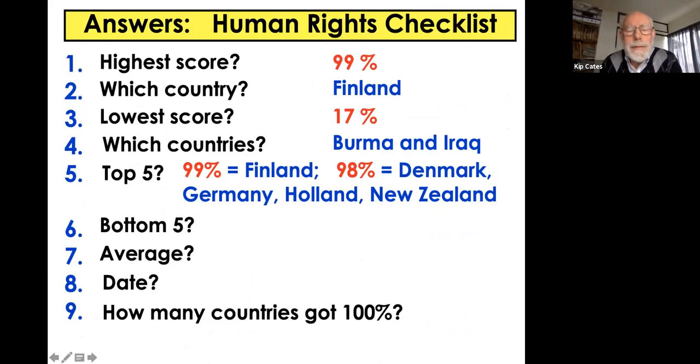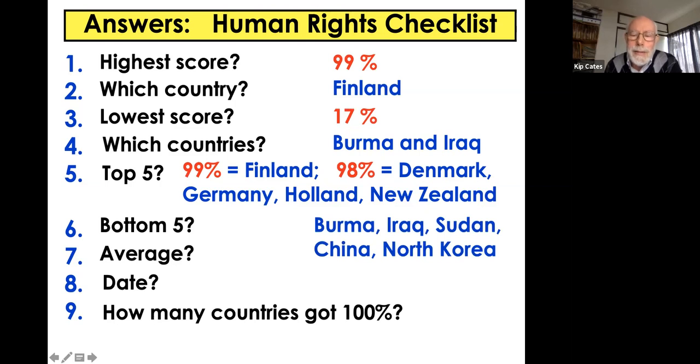Top 5: Finland 99, and 4 countries got 98: Denmark, Germany, Holland, New Zealand. That's amazing, almost perfect human rights situations. Bottom 5: Burma, Iraq, Sudan, China, North Korea. The world average was 62%.